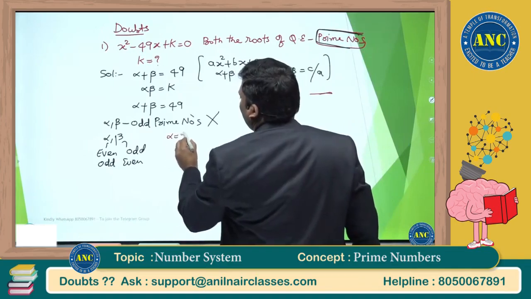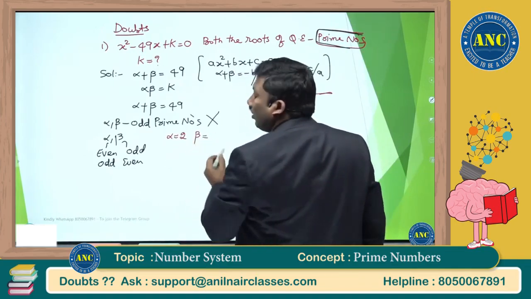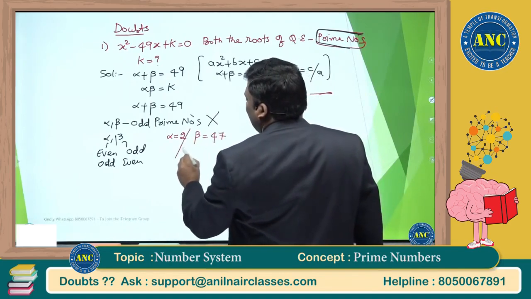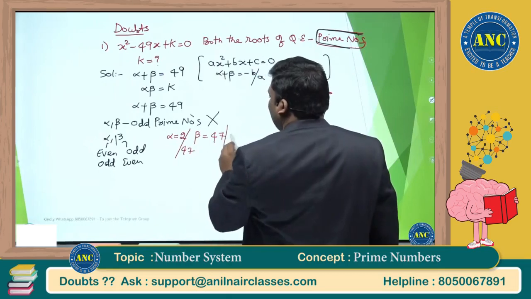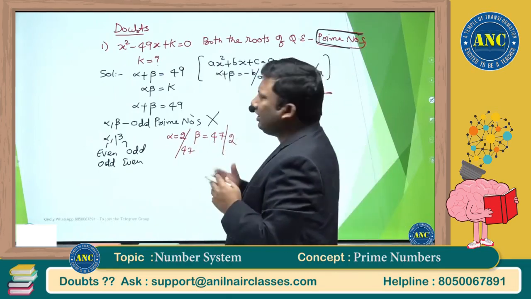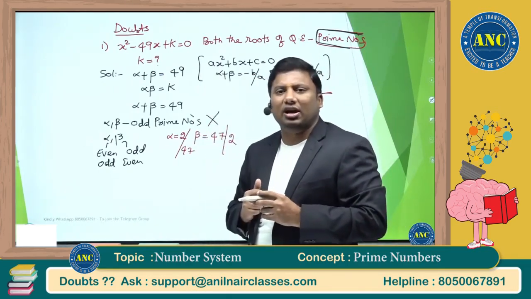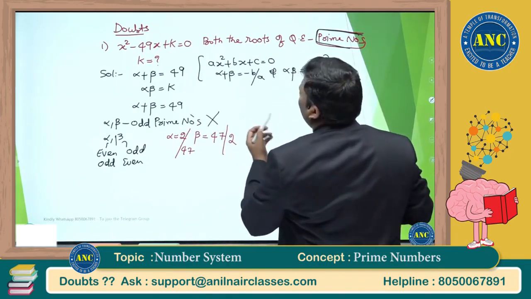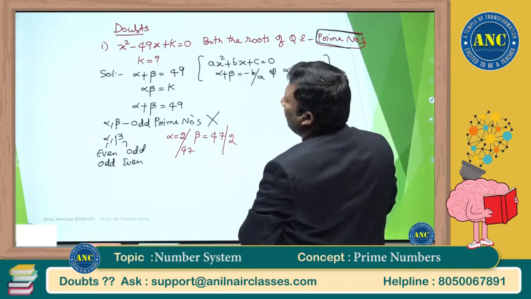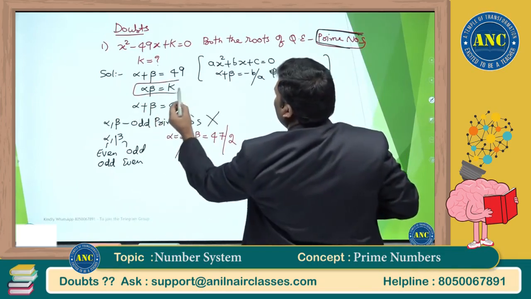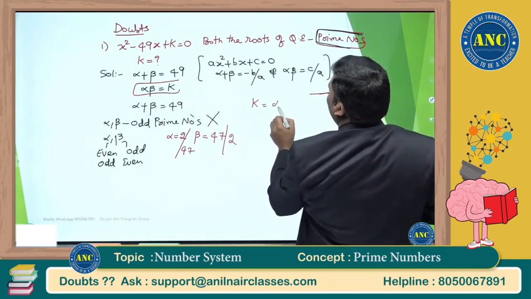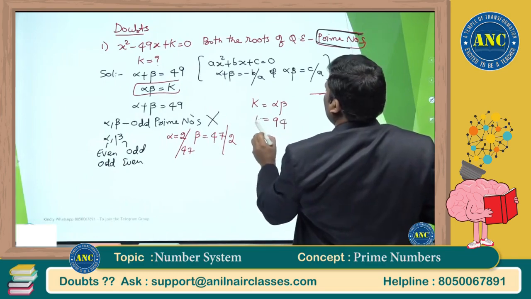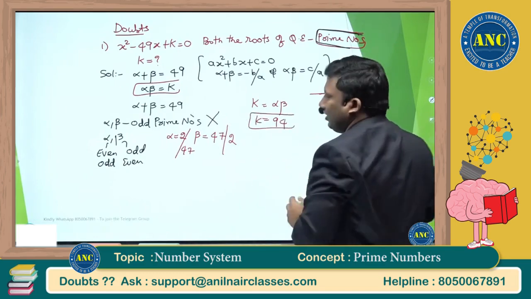So the only case possible is that one has to be even. The only even prime is 2. Alpha is 2, beta is 47, or if alpha is 47, beta will be 2. Any value it can take, there is no condition given that alpha is less than beta. So alpha is 2, beta is 47. Anyway, we do not need alpha and beta. We require k, which is the product of the roots alpha, beta. So 2 into 47 is 94.